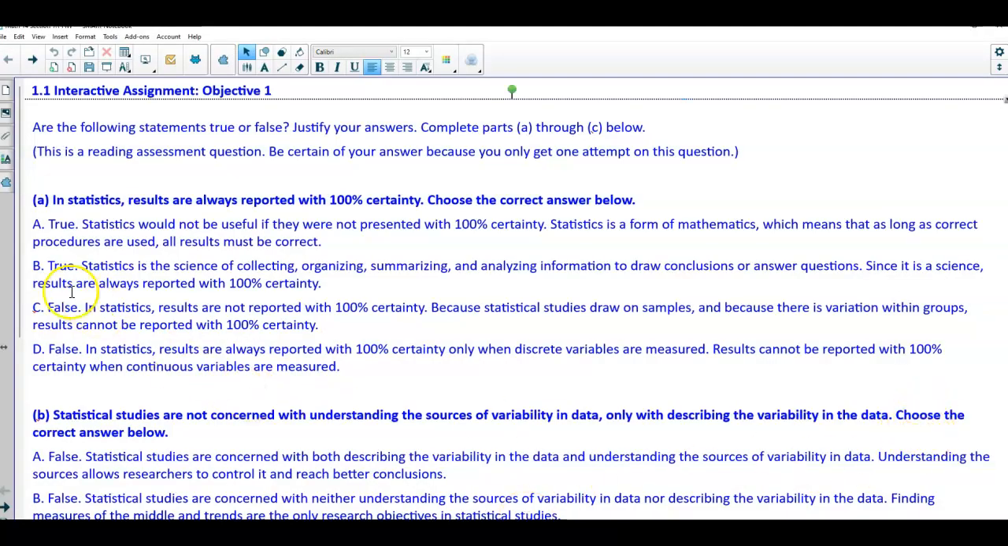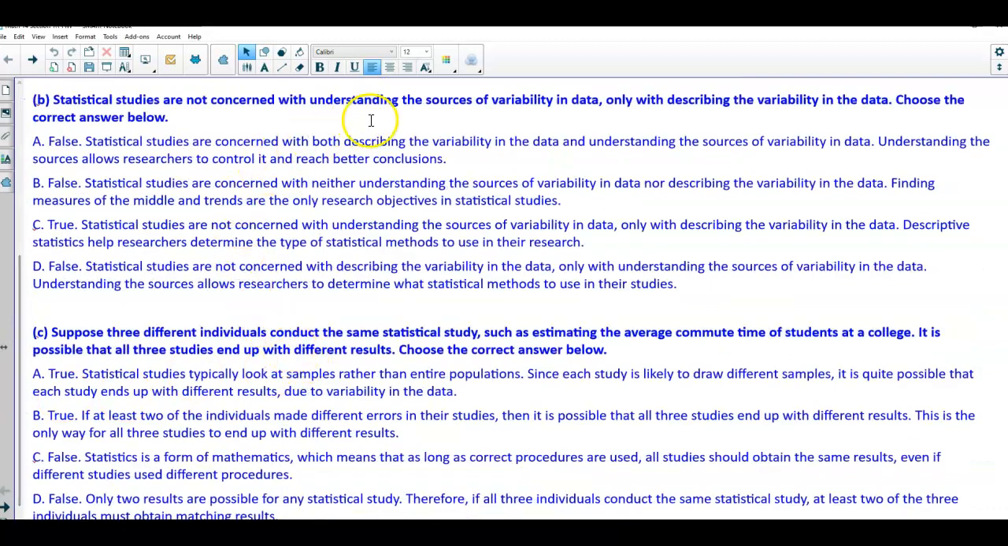Okay, in part B, it says the following. Statistical studies are not concerned with understanding the sources of variability in data, only with describing the variability in the data. Choose the correct answer below. Well, it's saying false. Statistical studies are concerned with both describing the variability in the data and understanding the sources of variability in data. And understanding the sources allows researchers to control it and reach better conclusions. That sounds like a pretty good answer.